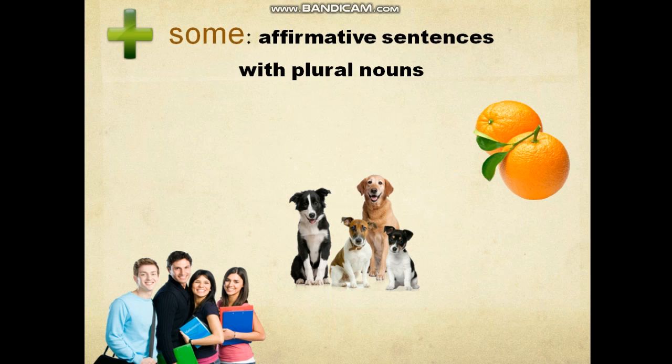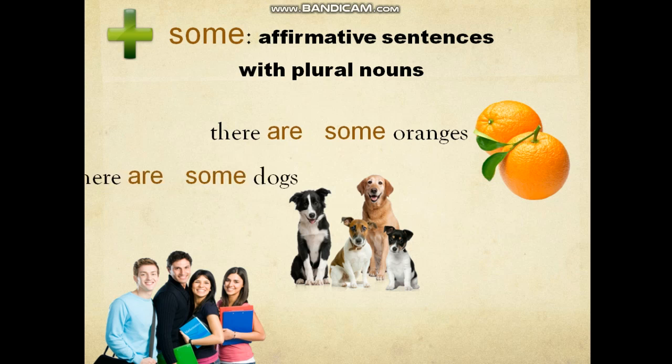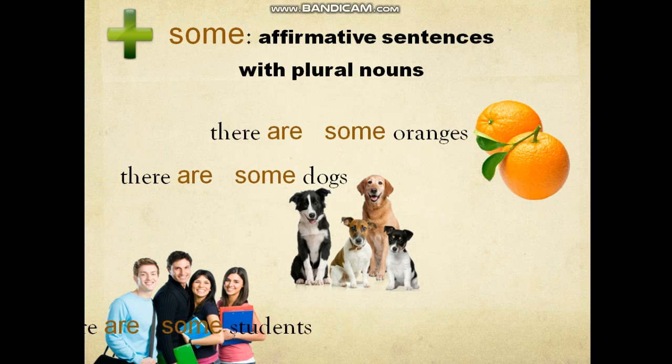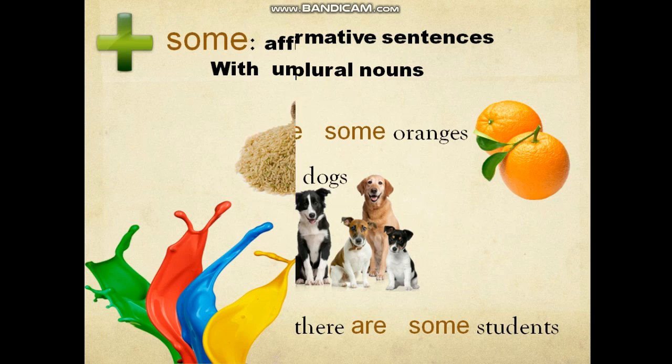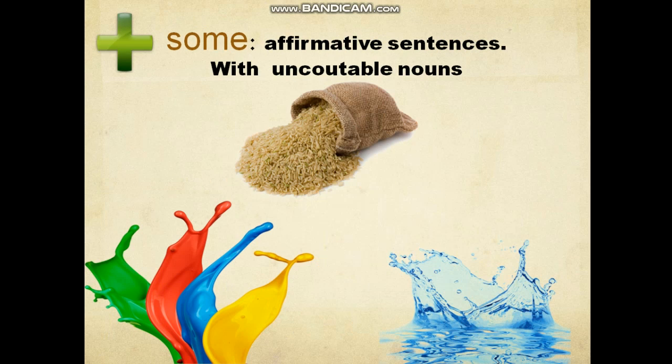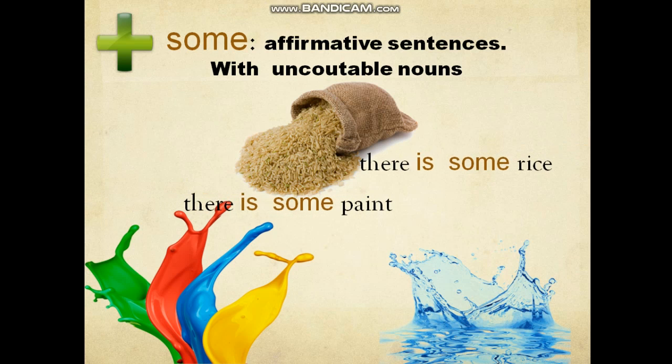So, for positive sentence or affirmative, the quantifier some we can use with plural nouns. Example, there are some oranges, there are some dogs, and there are some students. The quantifier some can be used with uncountable noun. Example, there is some rice, there is some pain, and there is some water.